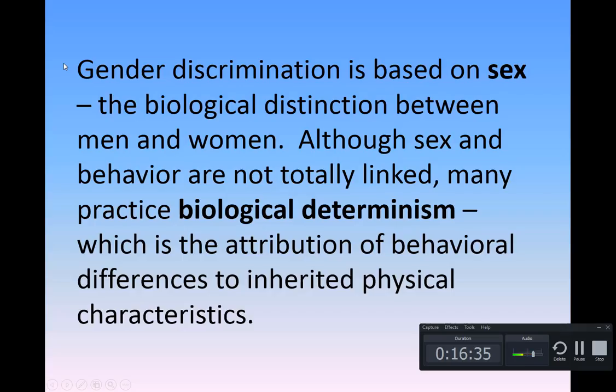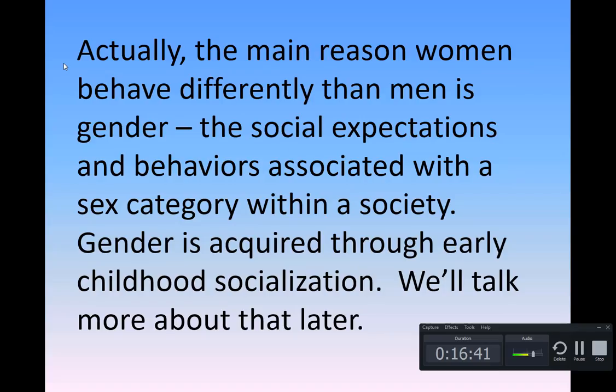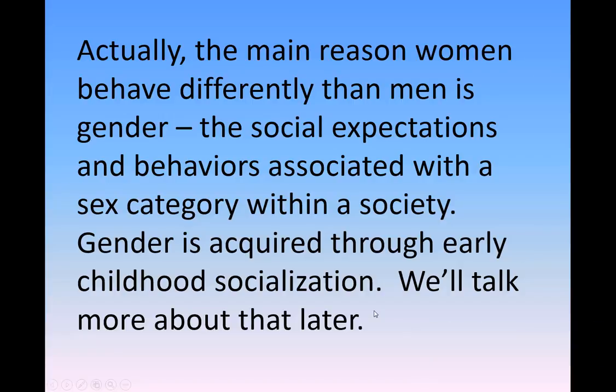So, gender then is the social expectations for how you would behave. And so there's a difference between sex and gender. Sex refers to the physical anatomy that we have, whereas gender refers to the social expectations for how we ought to act according to our sex.